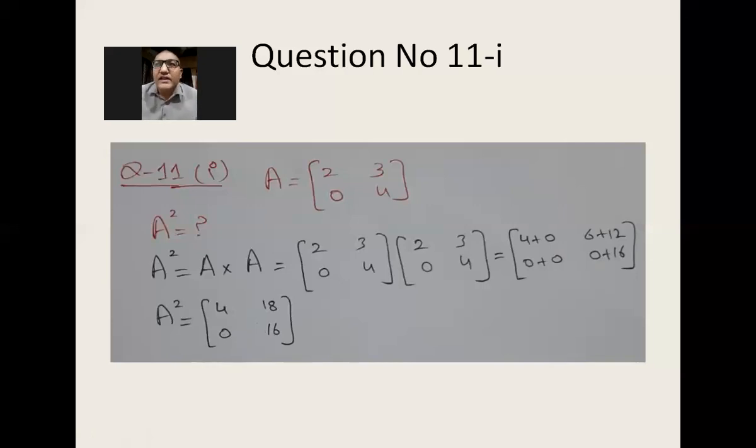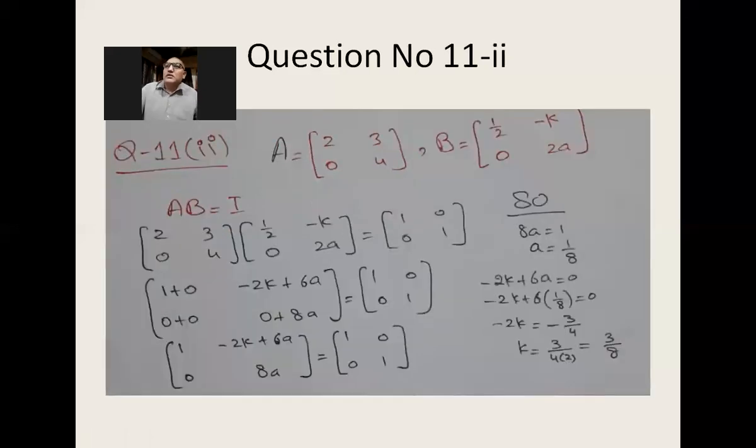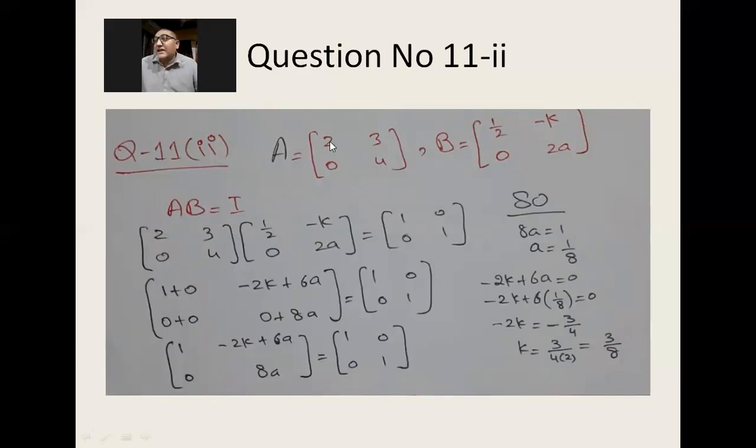It's a very, very famous question. Okay, question number 11, and its second part. It says A is 2, 3, 0, 4. B is 1 by 2, minus K, 0, 2A. It is given that A multiplied by B is equal to I. I is the identity matrix, and its value is 1, 0, 0, 1. So it's given that AB is equal to I. So I will simply put the values of A and B here, and the I value here. Okay, so 2, 3, 0, 4, times 1 by 2, minus K, 0, 2A, equals 1, 0, 0, 1.